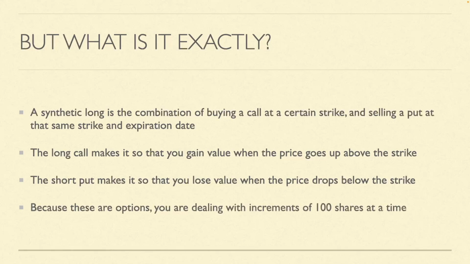Because these are options, you are dealing with increments of 100 shares at a time. When buying a stock, you can buy any number of shares, but in this strategy, you are buying 100 times the number of contracts. Let's look at the graphs to see how it works.